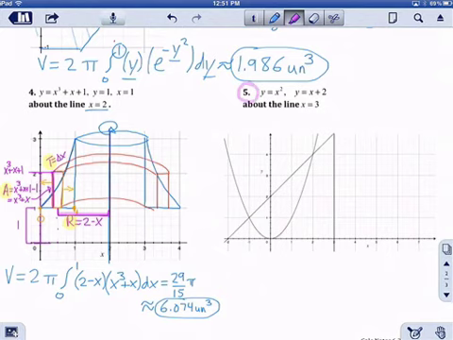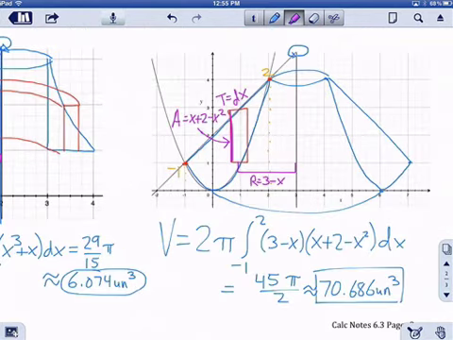All right, I do want you to try number 5 on your own. Go ahead and pause the video, and then come on back when you're done to check your work. All right, welcome back. You should have drawn this rectangle right here, found that your radius was 3 minus x, and then your altitude is the distance between your two curves, so you just subtract the two curves. We got x plus 2 minus x squared, and your thickness was just dx. Here was your volume formula, and you should have gotten approximately 70.686 cubic units.